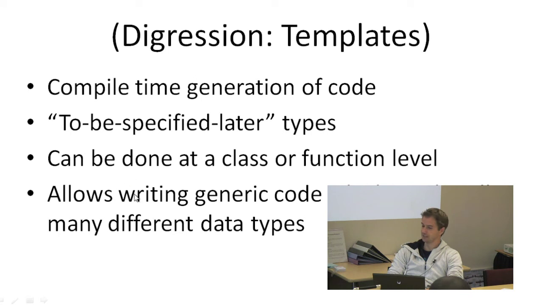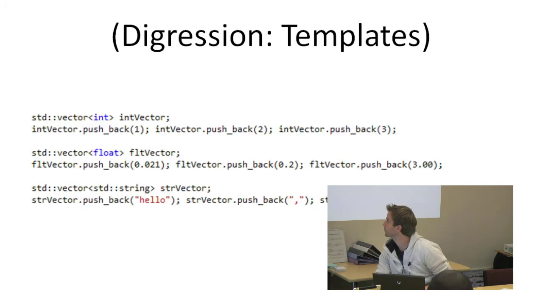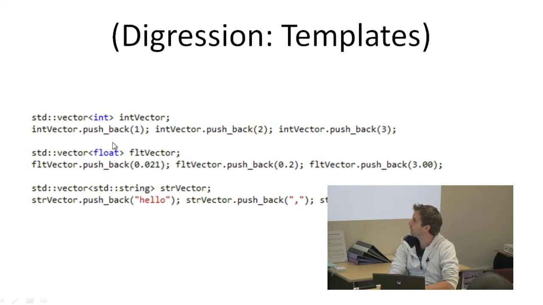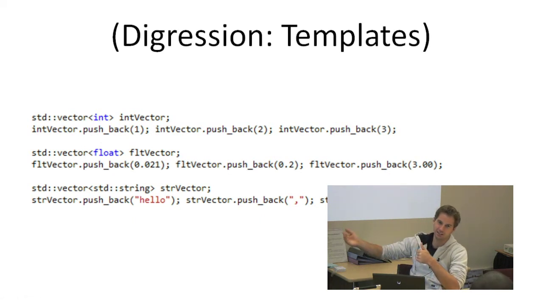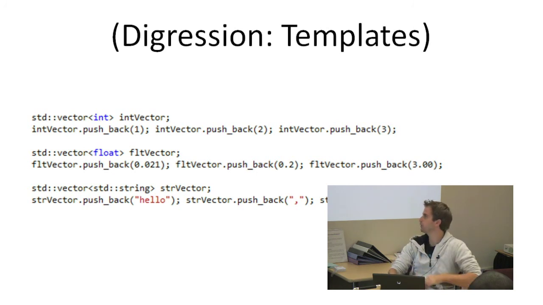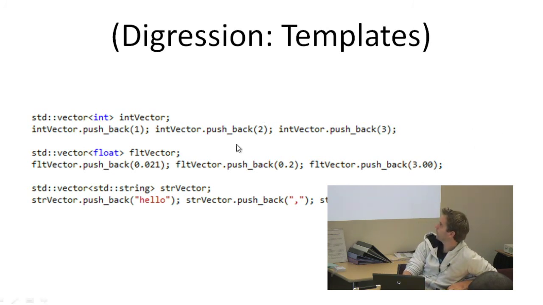Can be done at class or function level. So you either have a class like a vector, which takes a template and everything in that class will hold templates, or you could have a single function. Right, allows writing generic code which handles many different data types. We've sort of already covered that. So yeah, standard vector, int vector. So when we have an int vector, rather than add, we have this pushback method which pushes it onto the back, because vectors are stacks. So like push matrix, pop matrix, same thing. So push 1, 2, 3. Floats, strings, you name it. We can stick anything we want in one of these. We just have to tell it what we want to store in it.